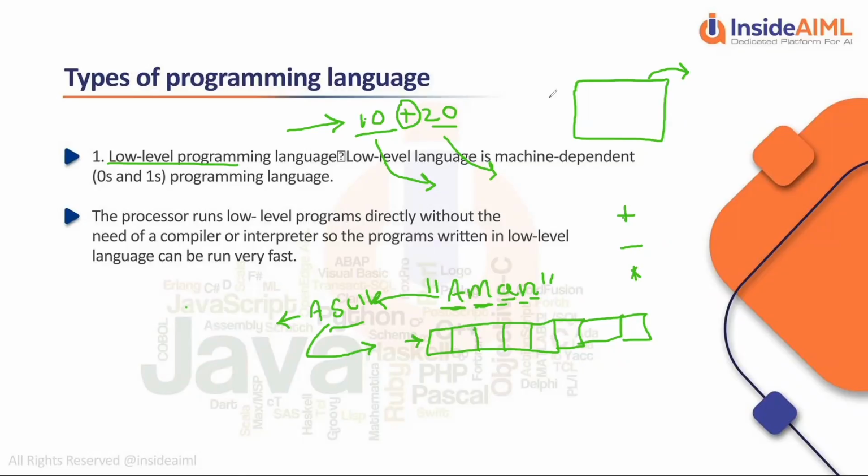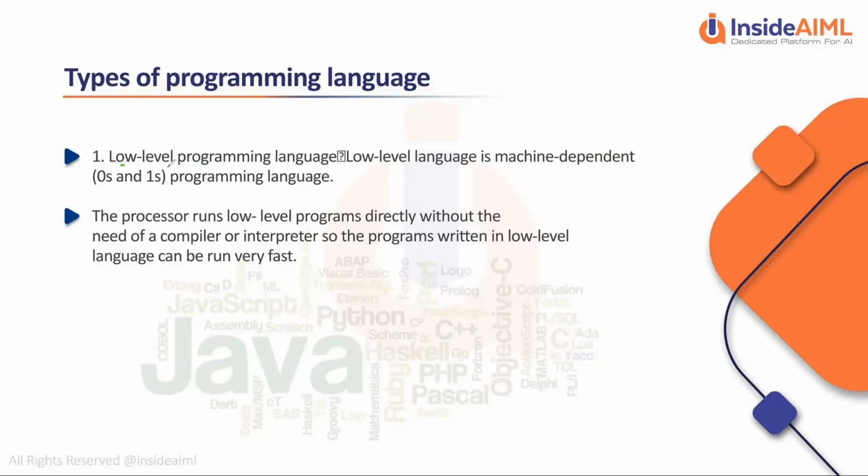Then perform this. So this used to be in low-level programming languages, and it used to be machine dependent as well. For example, if you have written your code on a 32-bit system, you cannot use that code on a 64-bit system, right? If you have written it in iOS, you cannot use it on Windows. So there was a lot of problem with these low-level programming languages. Okay. So the processor runs low-level programs directly without the need of a compiler or interpreter.